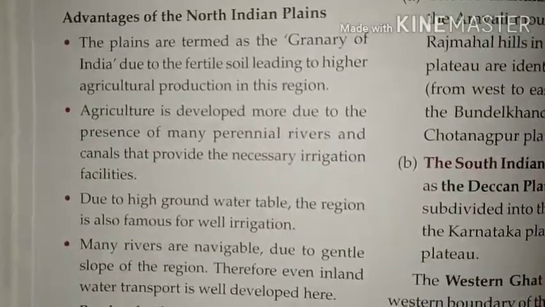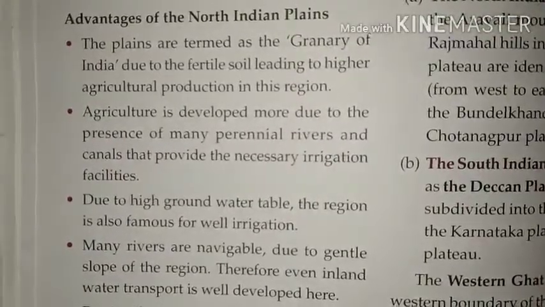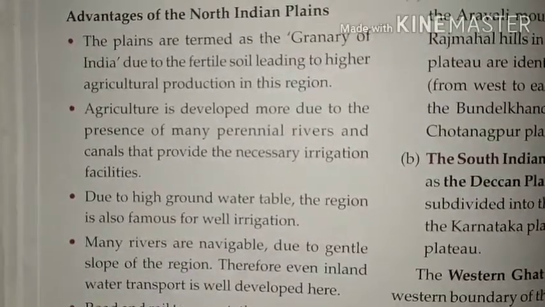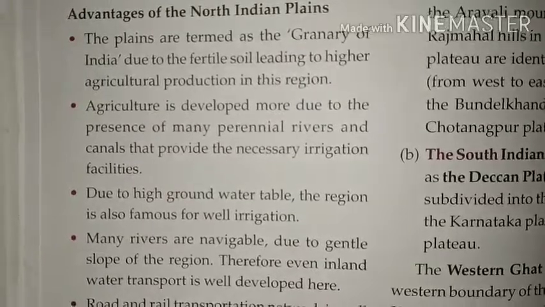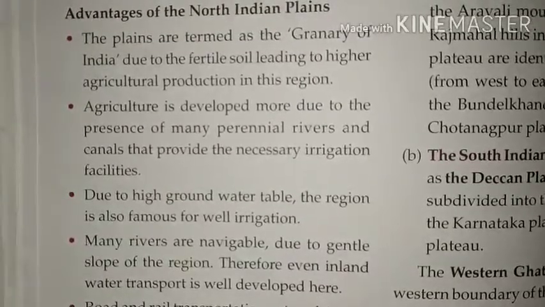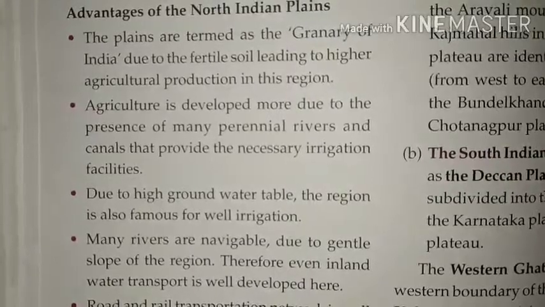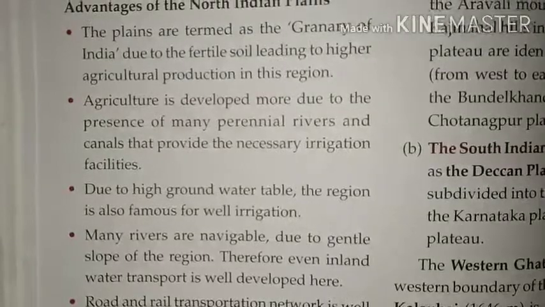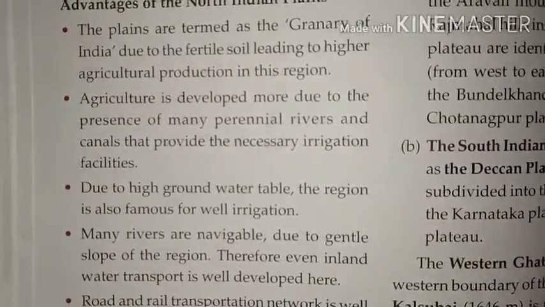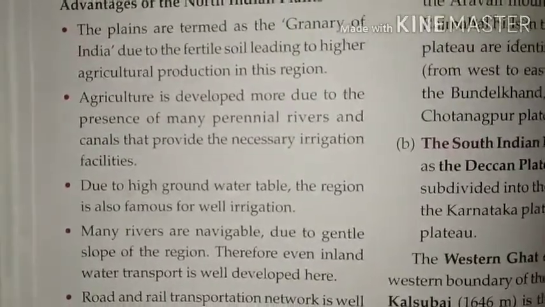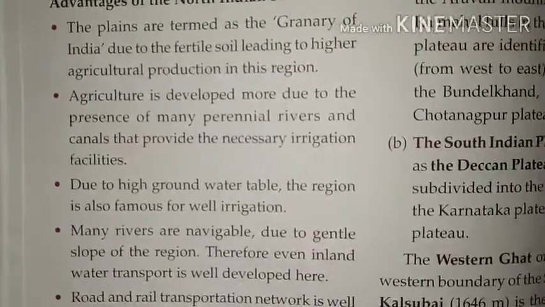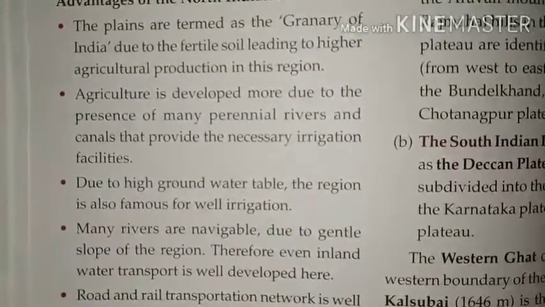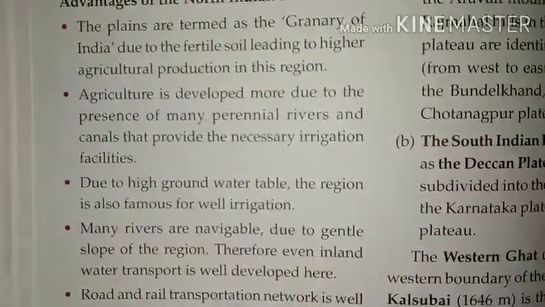Why is so much agriculture possible there? It is because of its fertile soil. So this area is known for agricultural production. Next, agriculture is developed more due to the presence of many perennial rivers. In this area so many perennial rivers are there because these rivers originate from the Himalayas, from the glaciers. Glaciers slowly melt, and water supply is throughout the year. So these rivers never dry up. These are a good source of irrigation in that area. So agriculture is possible.